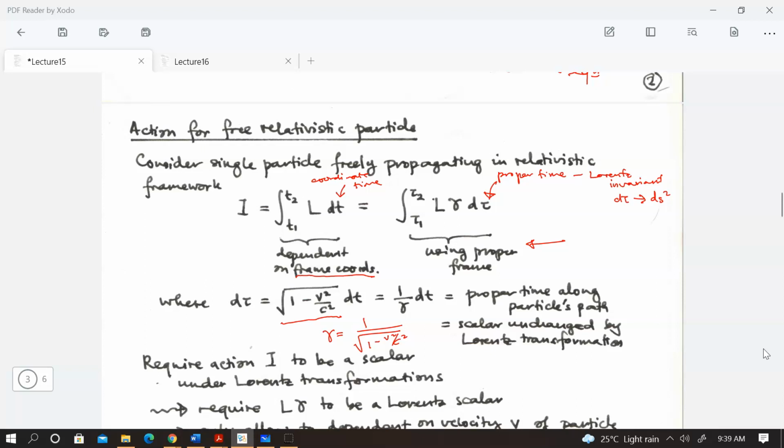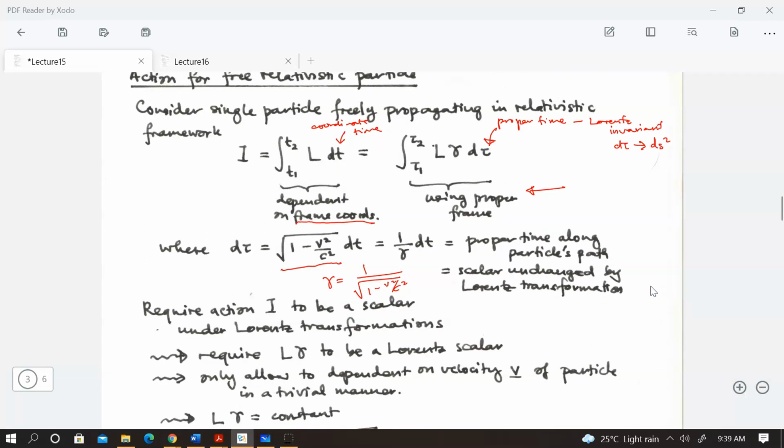And this Lorentz scalar is independent of whichever frame that you actually use. But as I said, it's only half the story. The other half of the story is the integrand. The integrand over here is L gamma. So we require L gamma to also be a Lorentz scalar. Then you multiply this, which is to be a Lorentz scalar, with this, which is already a Lorentz scalar, and the whole action will be a Lorentz scalar.